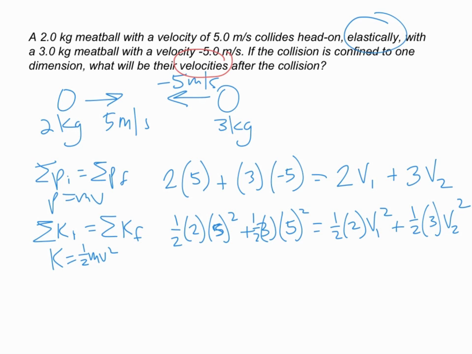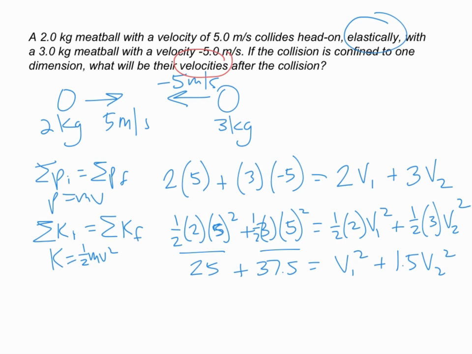Now it looks a little messy there, but we can do some simplifying. This comes out to be just 25, and this one, let's see, I better do this in a couple steps here. So this is 25, this is 25, divided by 2 is 12.5. It looks like 37.5. And then this is v1 squared plus 1.5 v2 squared.